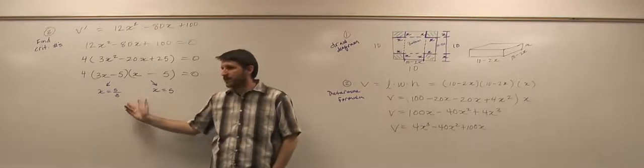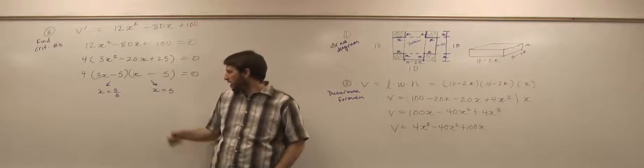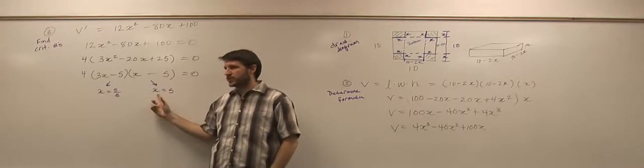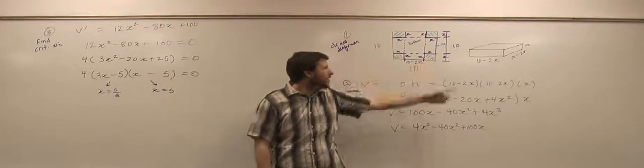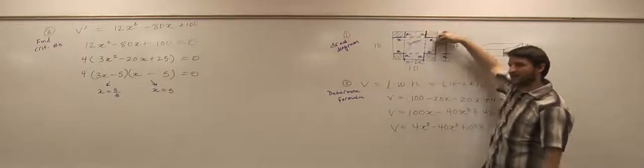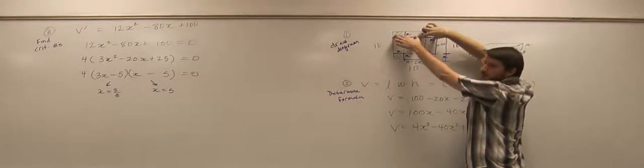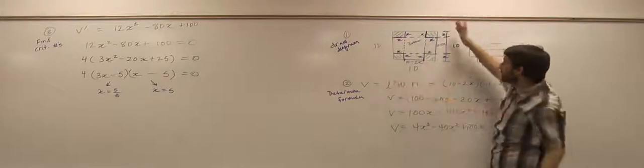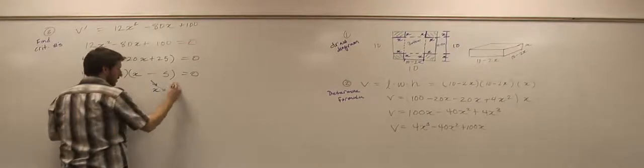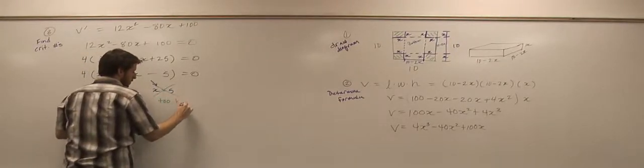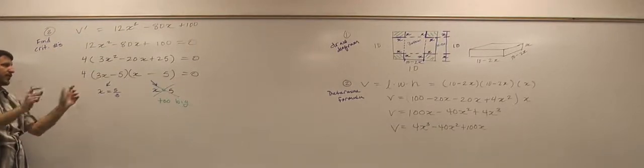Now, are both of these viable answers for x and y? Could you imagine cutting? So this would be saying x is 5 inches. That's just cutting into 4 squares. So if you try to cut out a 5-inch square here, out of 10 inches, you'd have to cut 5 inches here and 5 inches here. There'd be no box left. Right? You only have 10 inches. It's 4 squares. So this is too big. And if you cut 5 inches out, you're going to have nothing left. 5/3 is okay, though. You can cut 5/3 out of each side.